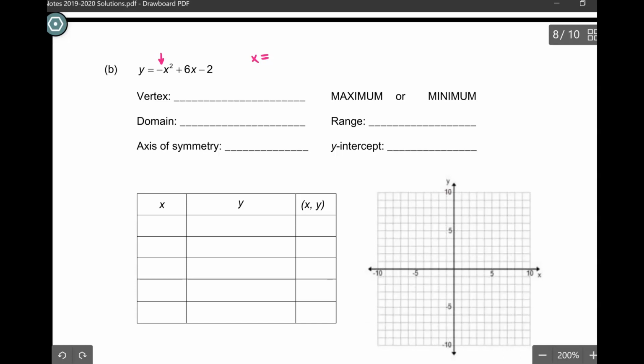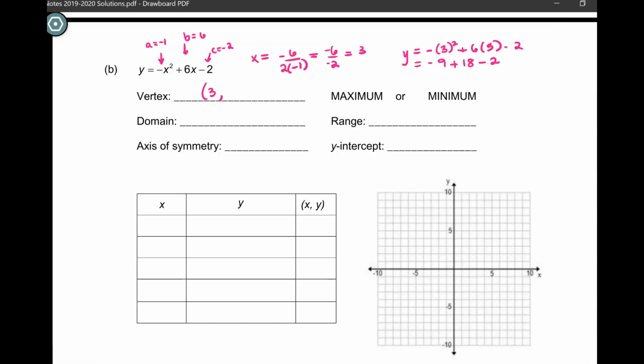So here we have a is -1, and b is 6, and c is -2. So x equals -b, so that's -6 over 2a, so that's 2 times -1. So that'll be -6 over -2, which equals 3. So that's the x-coordinate. Then we'll find the y-coordinate. So we have -3 squared plus 6 times 3 minus 2. So this will give us -9 plus 18 minus 2. So that will give us 7.